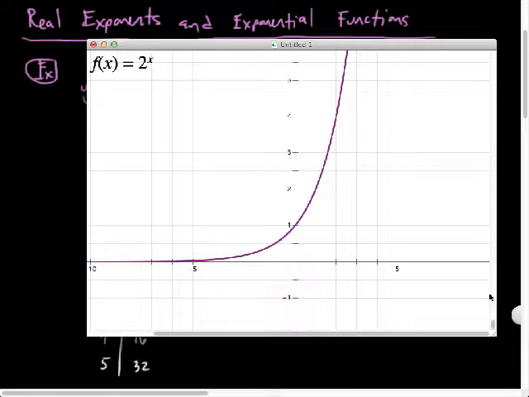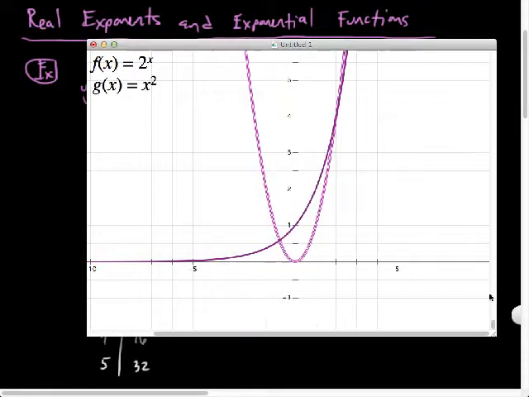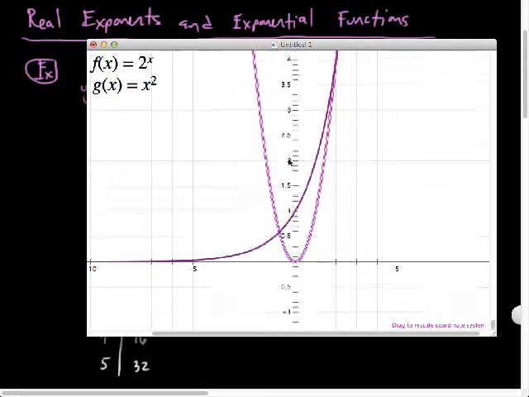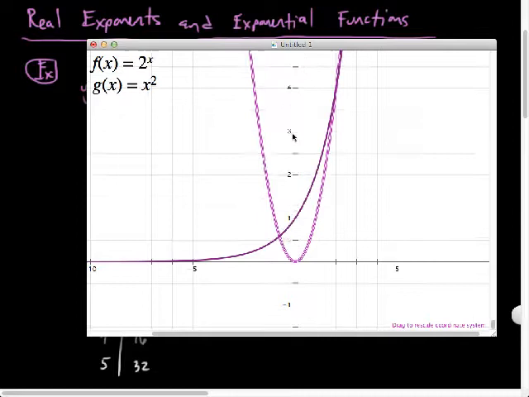faster than, say, x squared? Yes. Let's see. Now right here, which graph is steeper? X squared. X squared is steeper, right? At the beginning. And then suddenly, x squared does cross the graph.